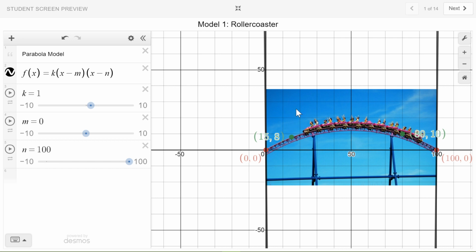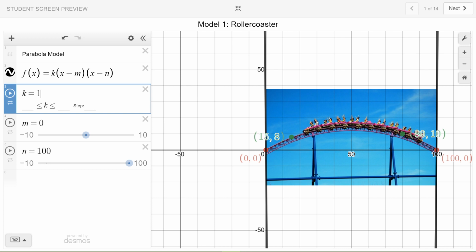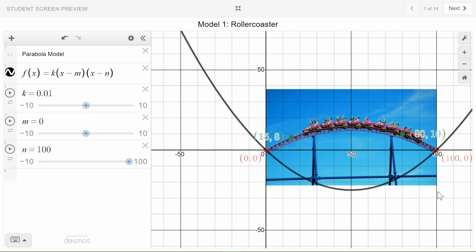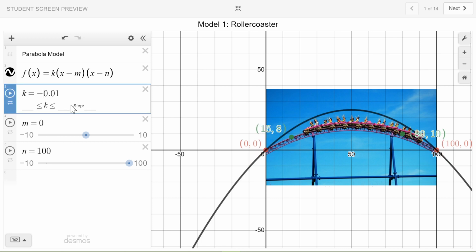Now what I'm going to do is I know that my k is too big, so I'm going to make k really small, 0.01. Okay, so now I can see it on my screen. But the problem is that it is a model that's the wrong way up. So I am going to make this k value negative.